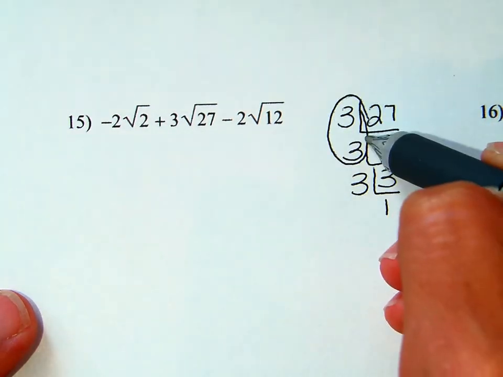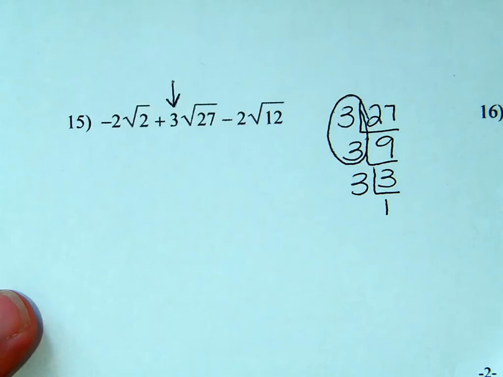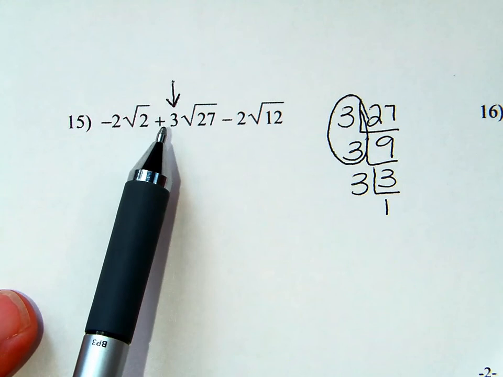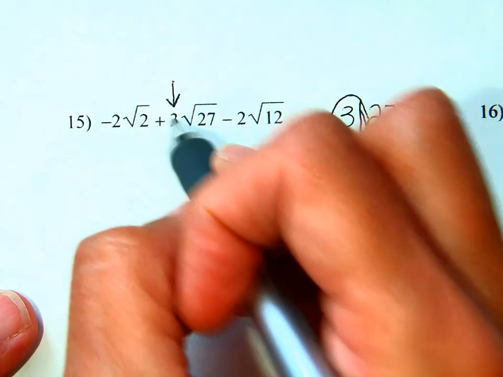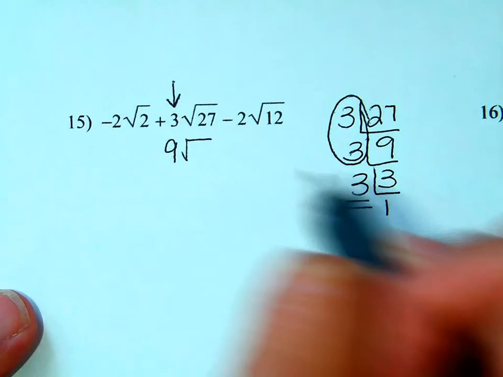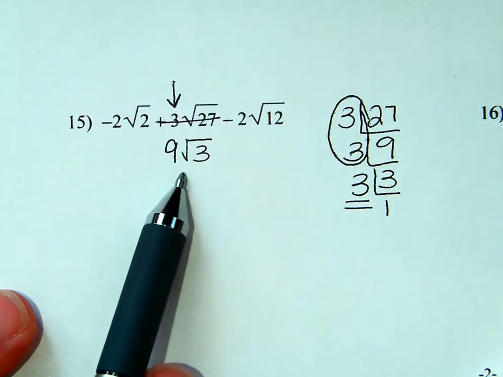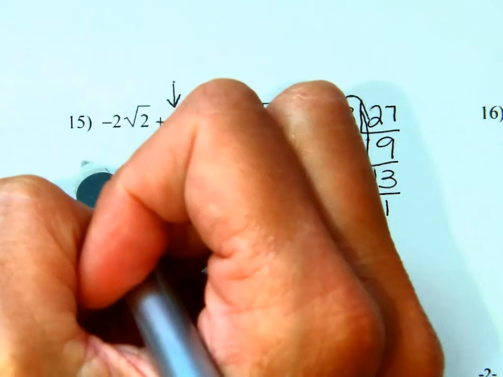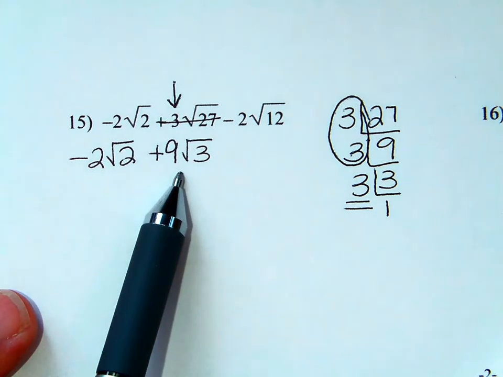So a 3 is going to get to come out of this radical. Now here's one of the things I want you to notice. There was already a 3 out here. So when a number comes out of a radical, it is going to multiply with any numbers that are already out there. So this 3 times 3 is going to become 9. And this 3 remains inside. So this is the new radical. It is also positive, so I'll go ahead and write that plus sign. I'm going to bring down my negative 2 square root of 2, and I've rewritten this part.